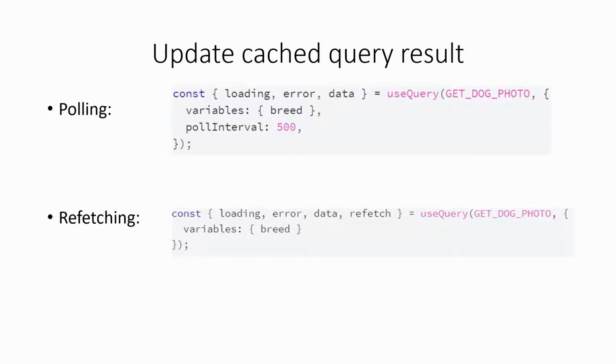And refetching is very similar to polling, but instead, useQuery returns a refetch callback, and this callback can be used anywhere in your component. So you can attach this callback to, for example, a button click, so you can click a button to update your cache, or you can even use it in your useEffect hook. It will do a refetch when a state changes, for example, and it's definitely very handy.